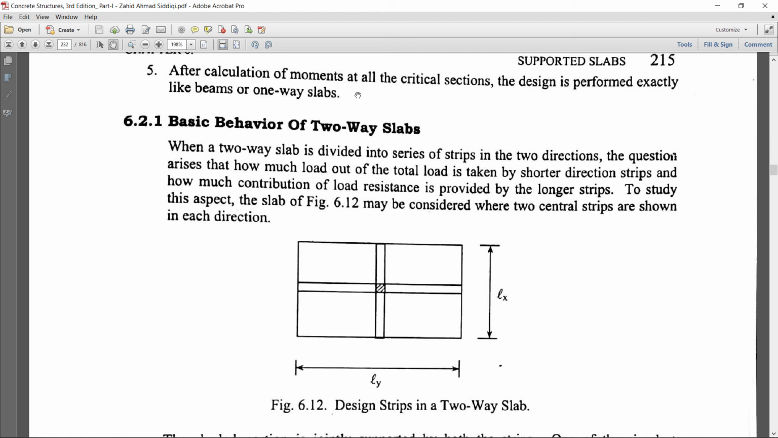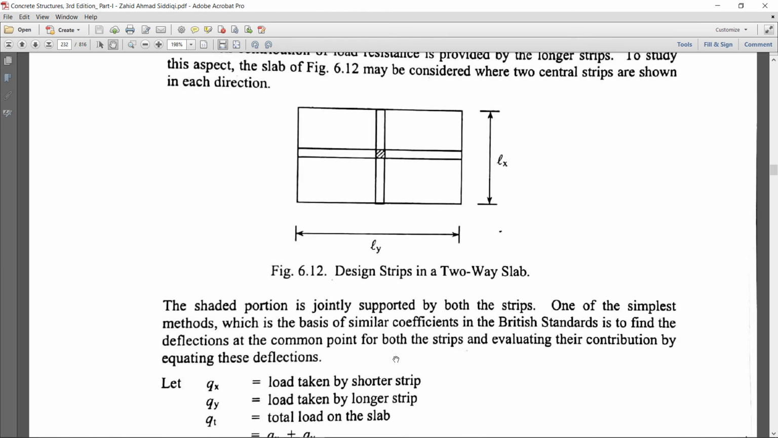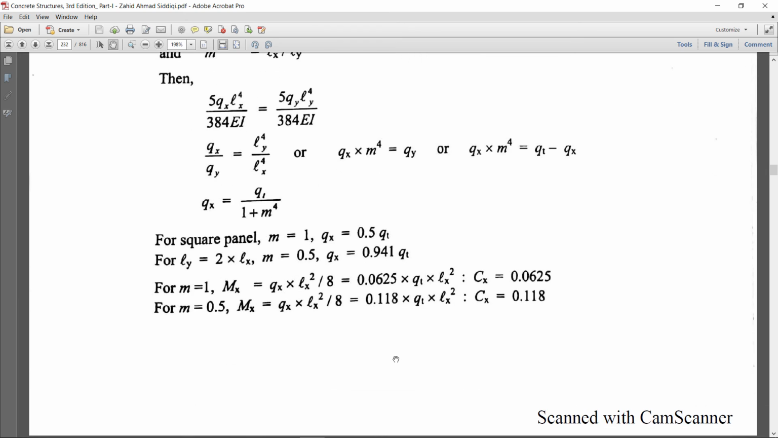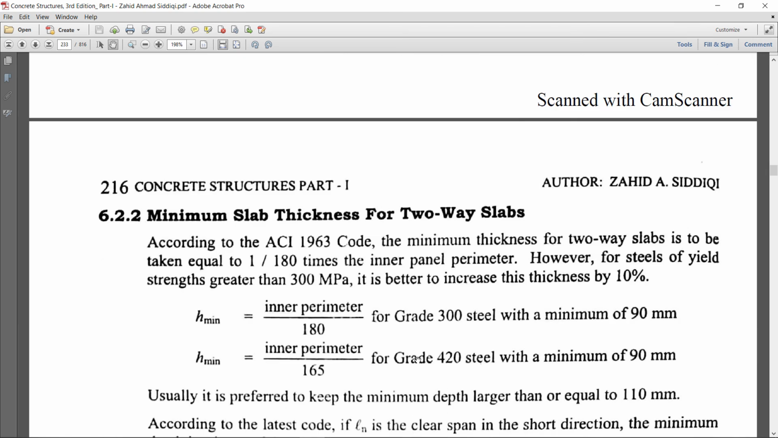After calculation of moments at all critical sections, that is the fifth point, the design is performed exactly like beams or one-way slabs that we did in the previous lectures. So this is the basic behavior of two-way slabs. We take one strip in the longer direction and one strip in the shorter direction, then we get the moments, and then we calculate the area of steel. I will skip these portions.